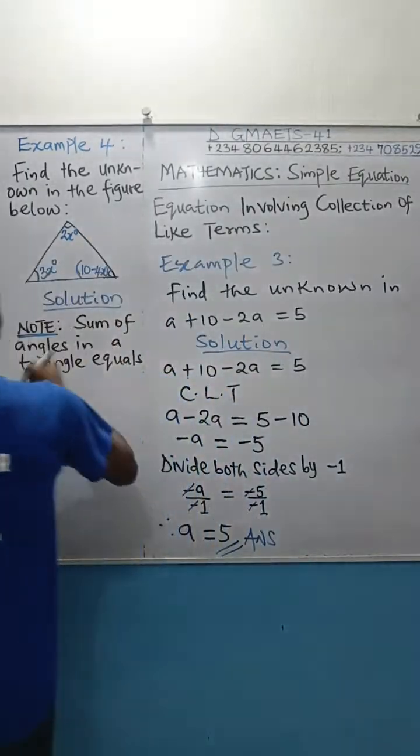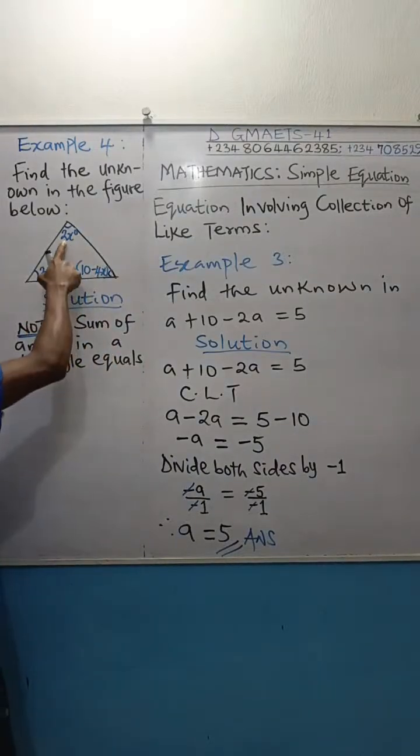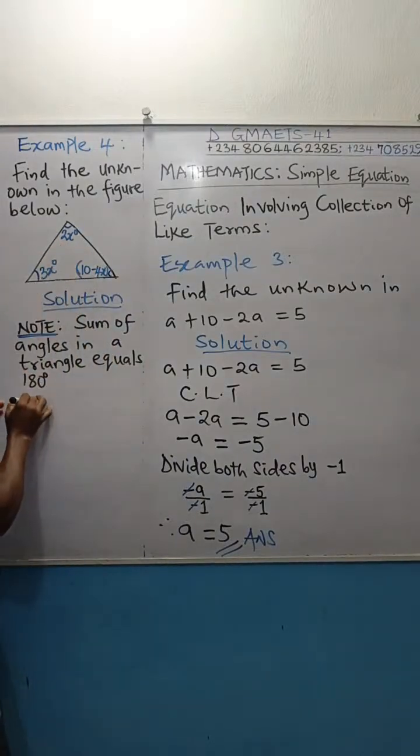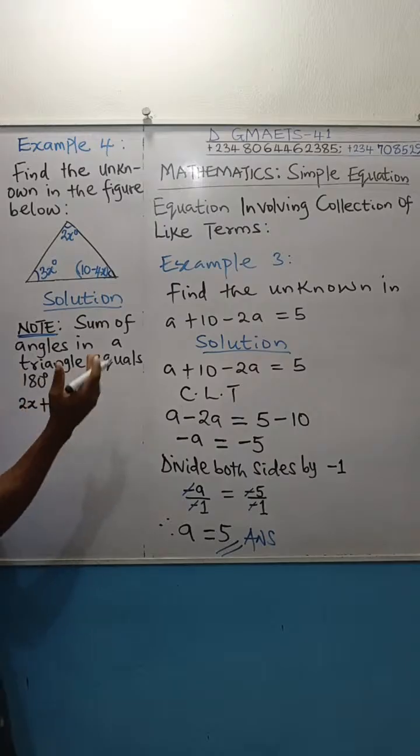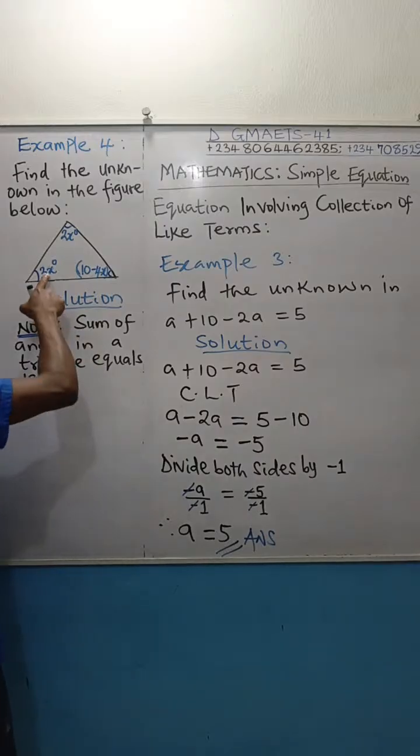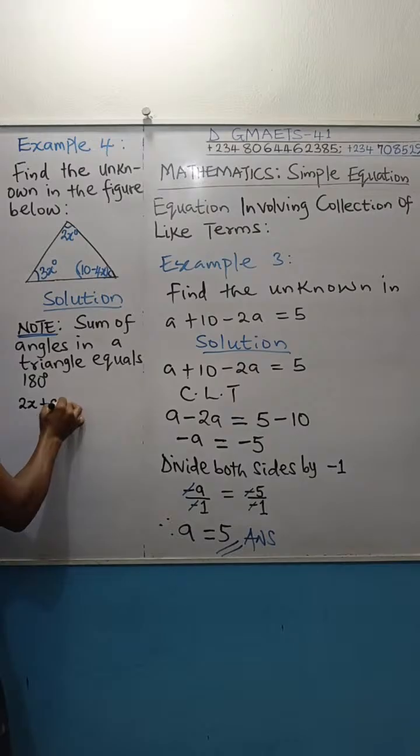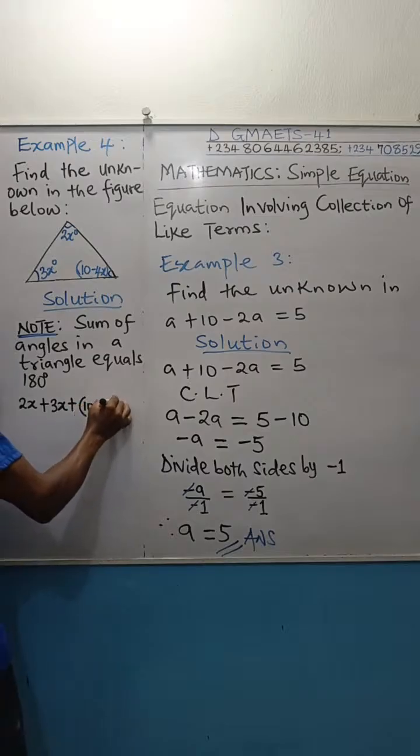So I'll come to these angles now. I have 2x. I'll now write 2x plus, you are adding the sum, you add 3x, the second angle, plus the third angle, which is 10 minus 4x.